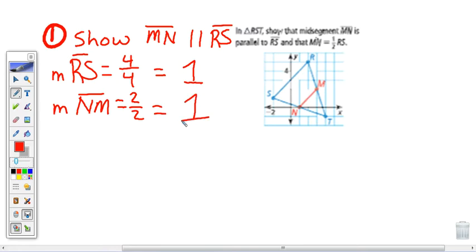What's true about my slopes, kids? Slopes are the same, so what's true about those two segments, RS and NM? Parallel. Slopes are equal. So what? So we would say MN is parallel to what?